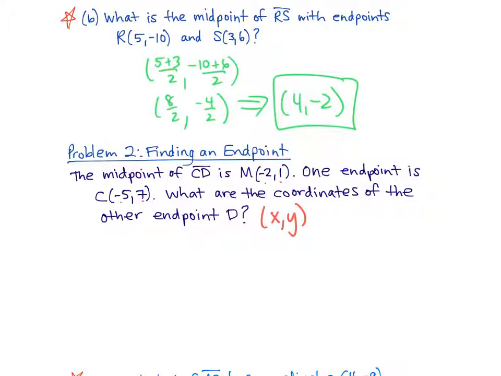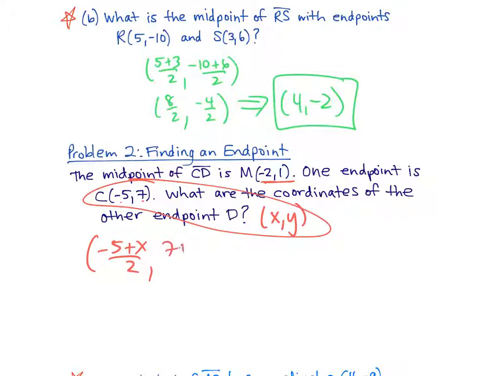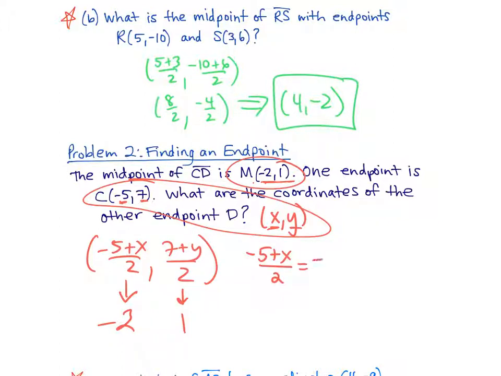So if we know these are the two endpoints, to find the midpoint we would do -5 plus x divided by 2 and 7 plus y divided by 2, right? Because this midpoint here is going to be the average of -5 and whatever number x is, and 7 and y. Okay, so we know that this here is -2, and this here is 1. So we can set up an algebra equation to solve for our x and then our y. So we have -5 plus x over 2 equals -2.